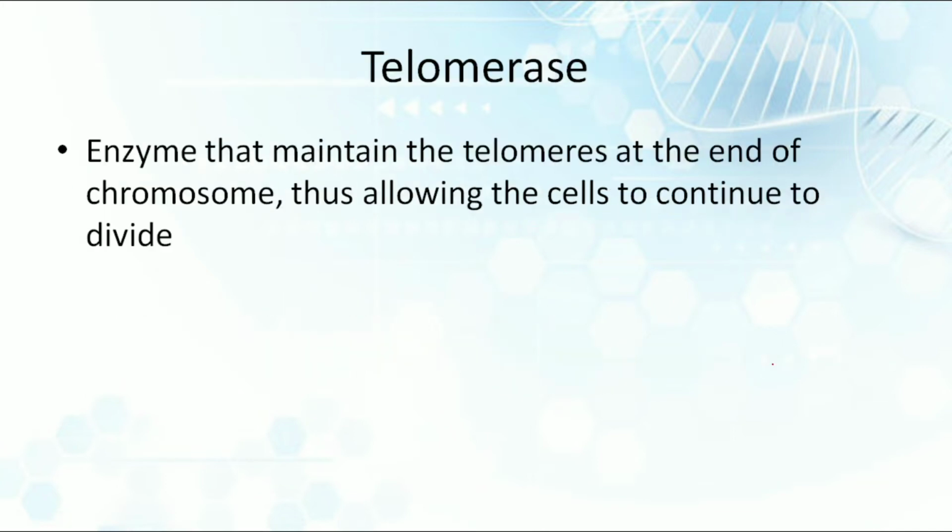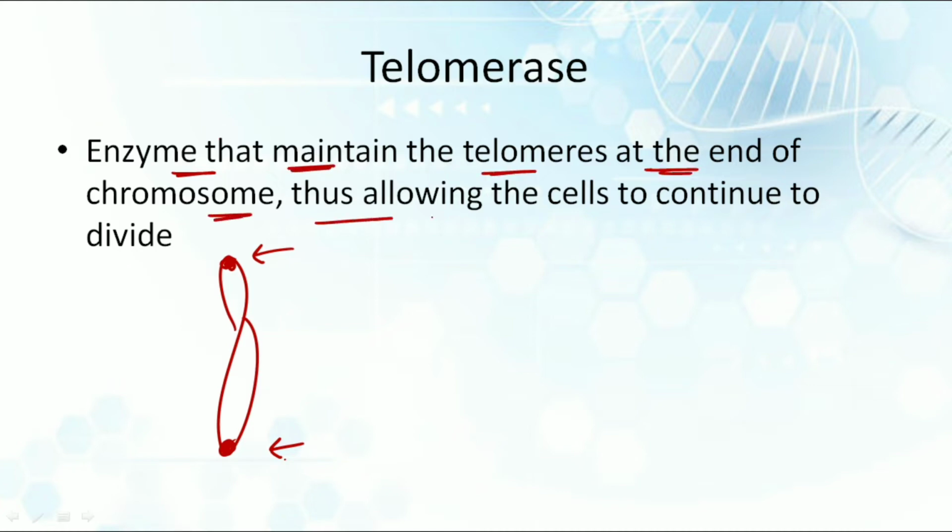Now what is telomerase in the first go? If you remember the genetics lecture, we discussed that telomerase is an enzyme which is present at the ends of the chromosome. This enzyme helps to maintain the telomeres at the end of the chromosome, thus allowing the cell to continue to divide.